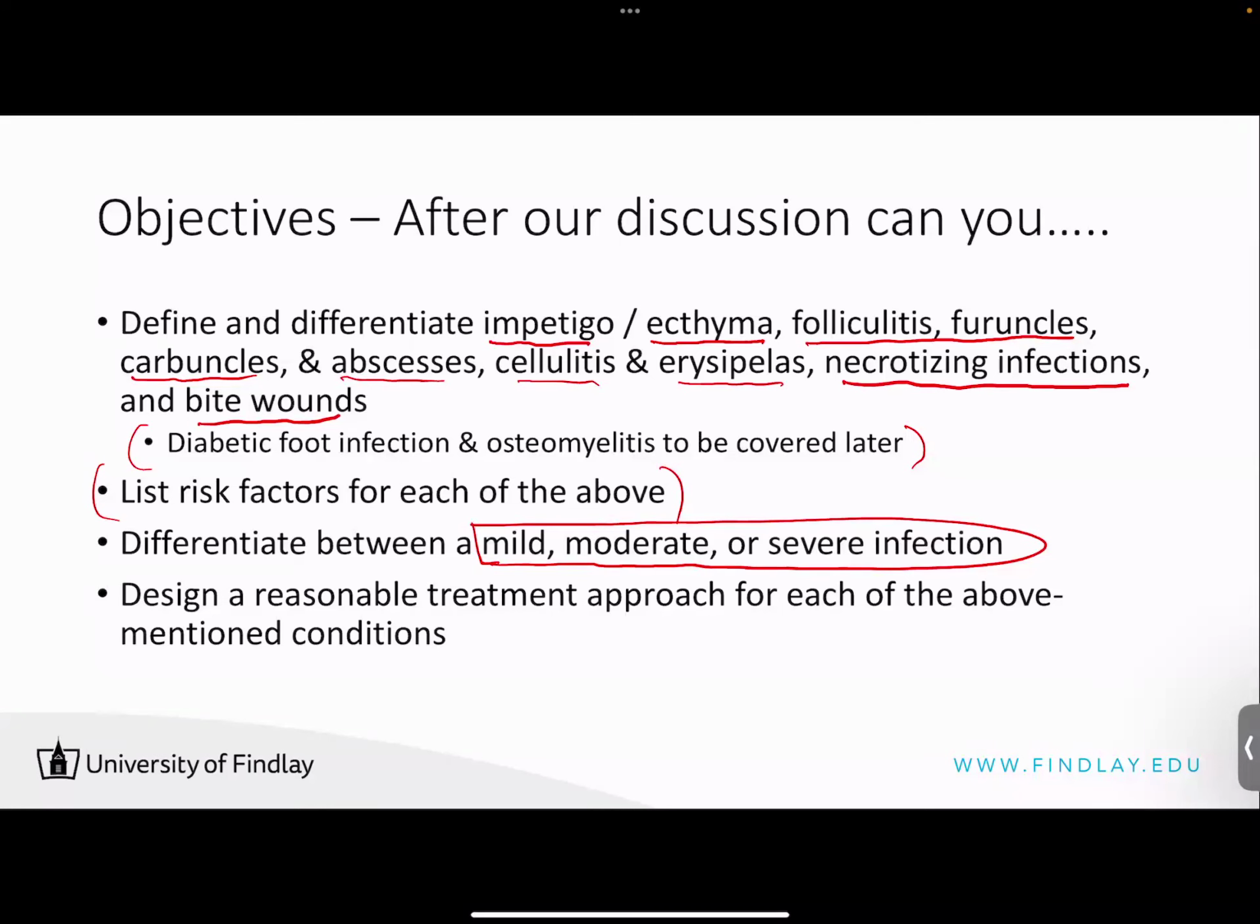Well, mild, moderate, severe, the absence or presence of SIRS criteria, systemic inflammatory response syndrome. Is it one-ish? Is it more than one? If it's more than one, what other comorbidities does that patient have that predicts a poor outcome if we don't treat appropriately and aggressively? So we'll work our heads around mild, moderate, and severe, and then discuss some approaches to treating an individual with a mild to moderate or a severe infection.